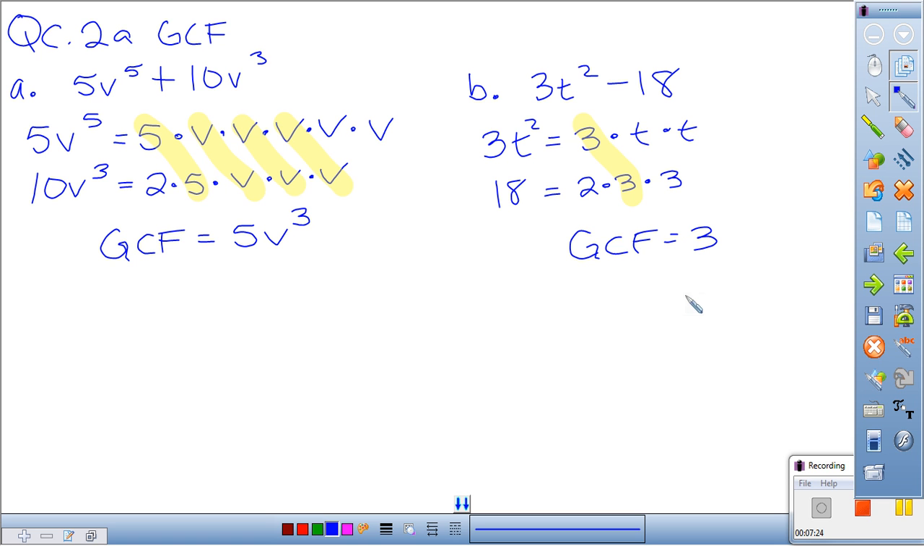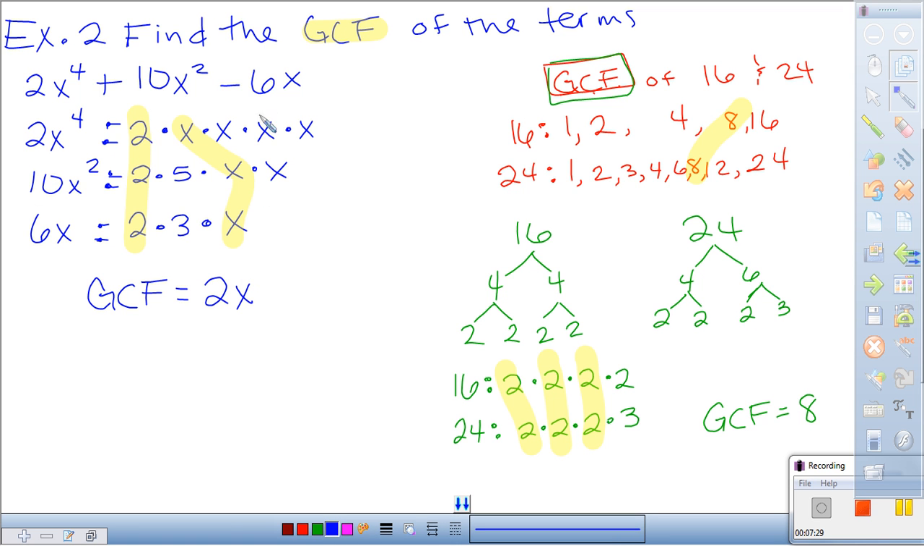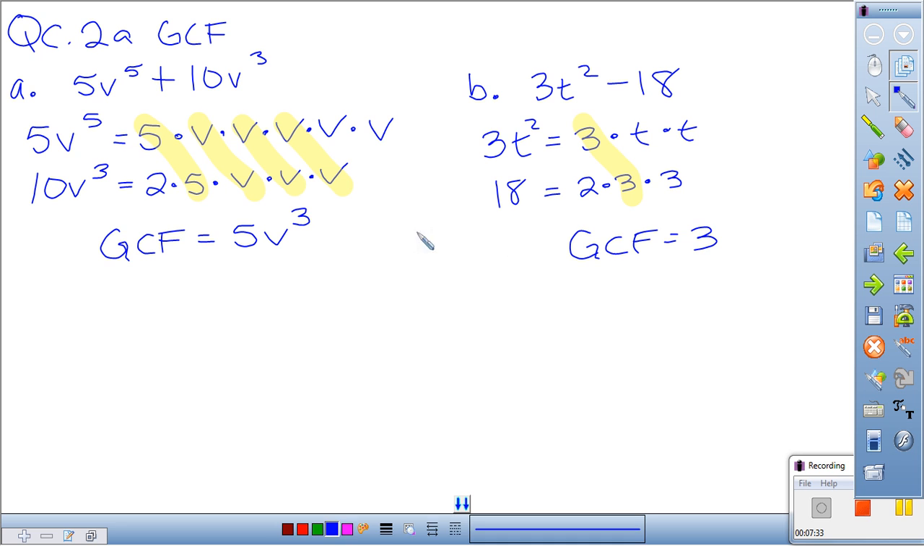3. Now what you may have noticed from B and also from this example here is that I completely ignored the negative. And that's what we're going to do when we find the GCF. We don't need to put the negative in there. We just want to know what the greatest common factor is, so leave it out.